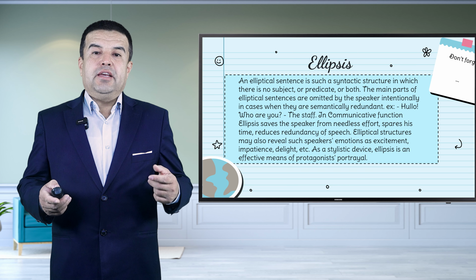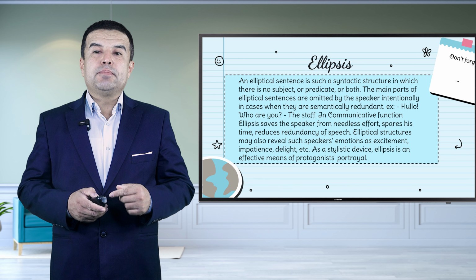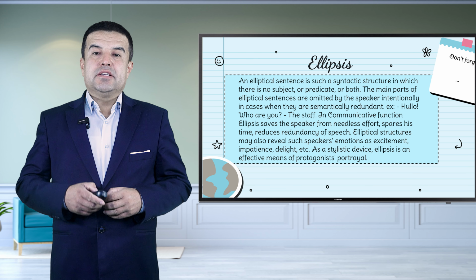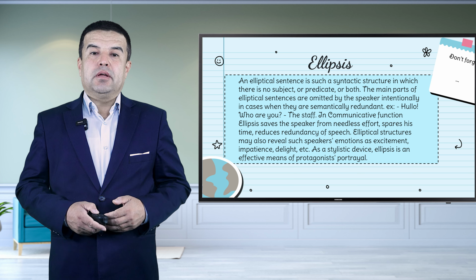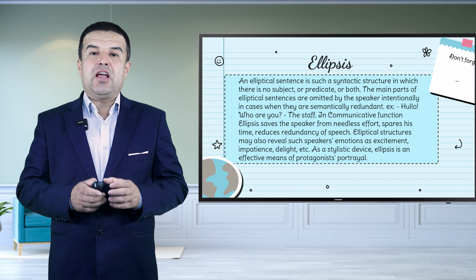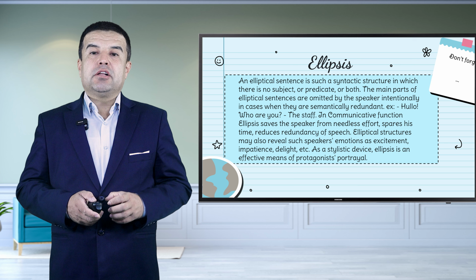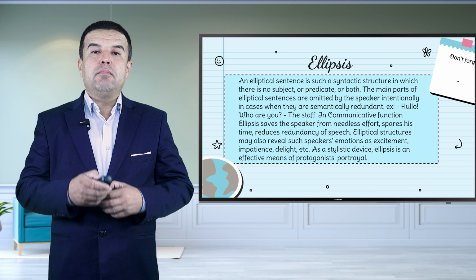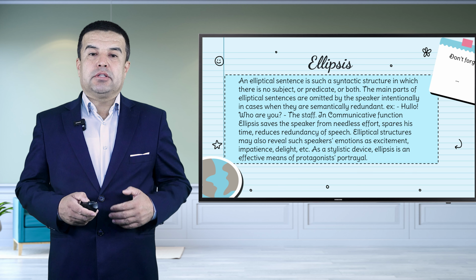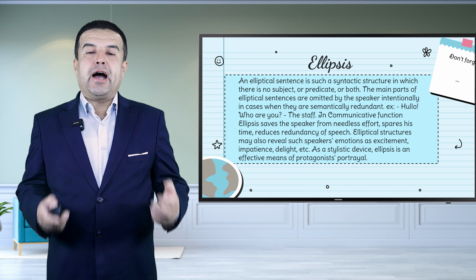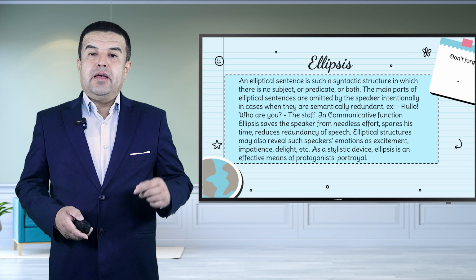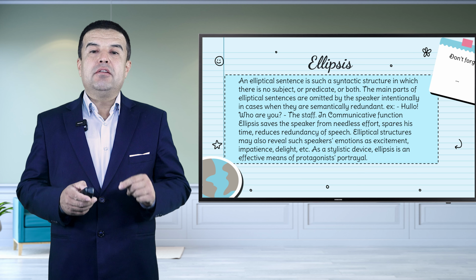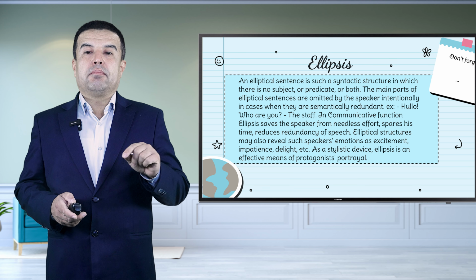In communicative functions, ellipsis saves the speaker needless effort, spares time, and reduces redundancy of speech. Elliptical structures may also reveal the speaker's emotions such as excitement, impatience, delight, etc. As a stylistic device, ellipsis is an effective means of portraying a protagonist.